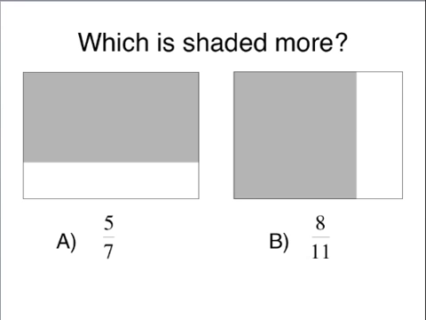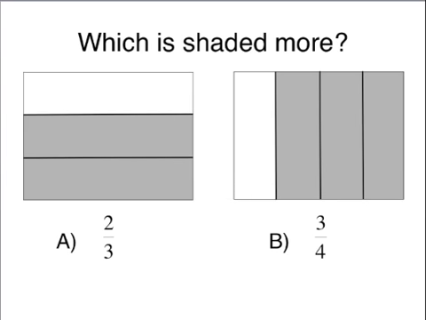Let's recall what happened with the easier problem. A had 2/3 shaded and B had 3/4. In order to compare the same size things, I drew some additional lines. These multiplied the number of regions by 4. Why 4?